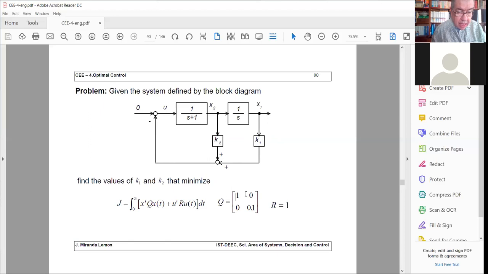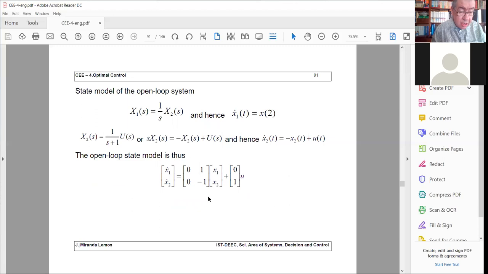Here we are giving more importance to state number one than to state number two, because we are penalizing the deviations of state number one with respect to zero. But this is just an example, of course. So write down the state model for the plant using Laplace manipulation methods, so the definition of state. And you have the matrices A and B.